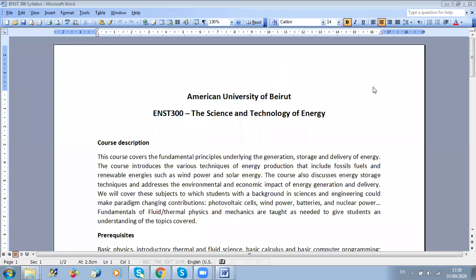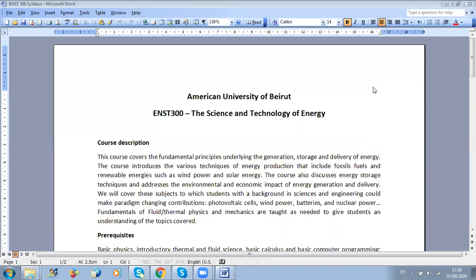Okay, so in this course, we will cover the fundamental principles underlying the generation, storage, and delivery of energy. It will introduce you to the various techniques of energy production, including fossil fuels and renewable energies, such as wind power and solar energy. In this course, we will also discuss ways of energy storage, and we will address the environmental and economical impacts of energy generation and delivery.